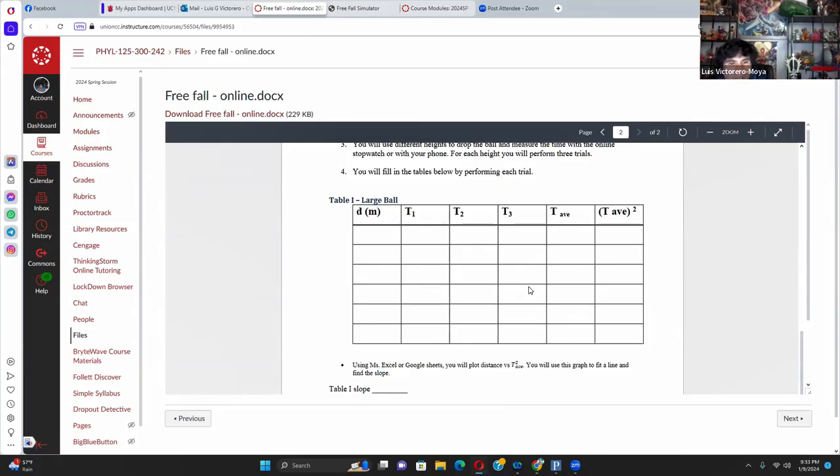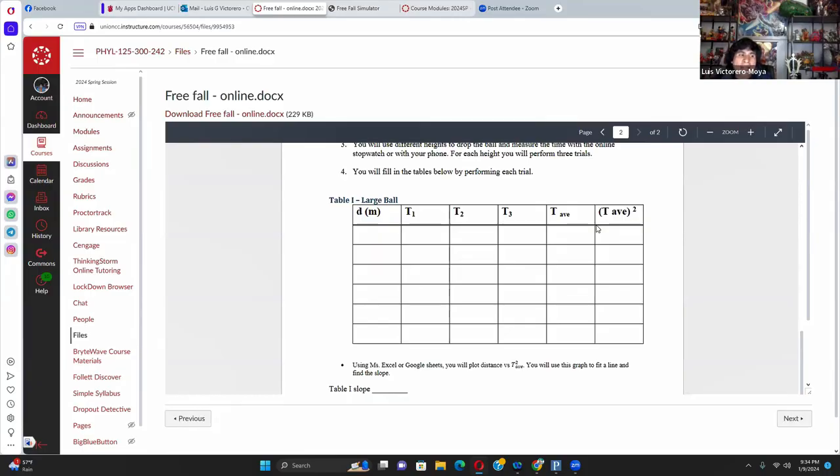At the end of the day, this lab has the objective of verifying the acceleration due to gravity. And you're going to do that by plotting the distance versus time average squared. So let's explain this table. You have 6 values of height, we call it D. And then you have 3 different values of time. So for the same height, you're going to do 3 different trials. You will find the average time, and then you will square it.